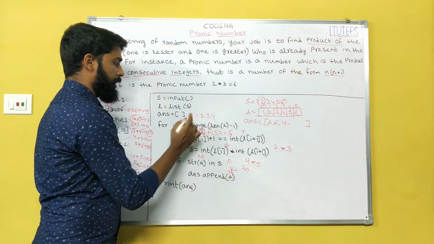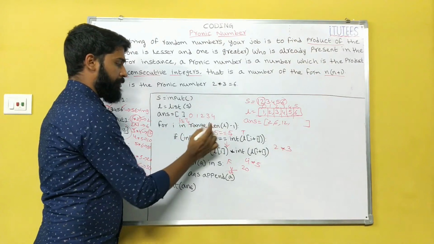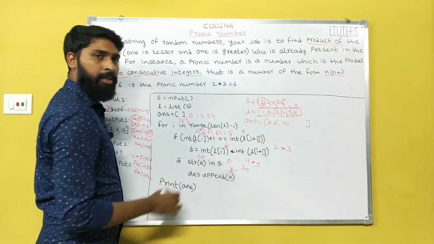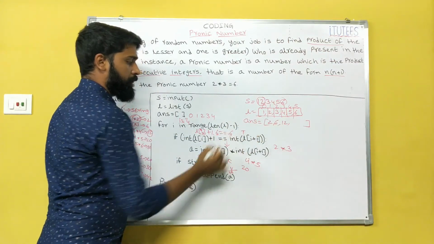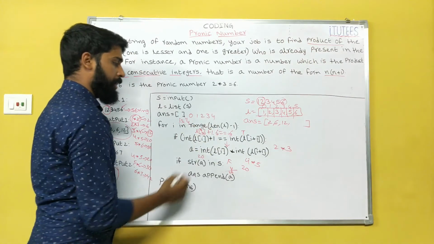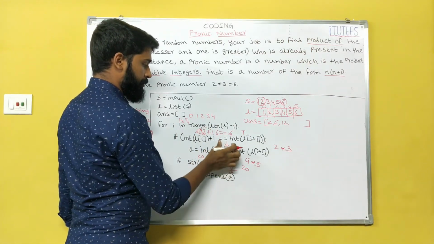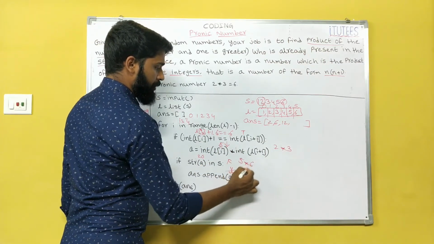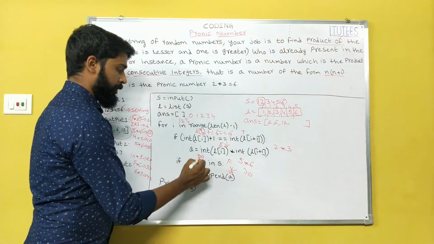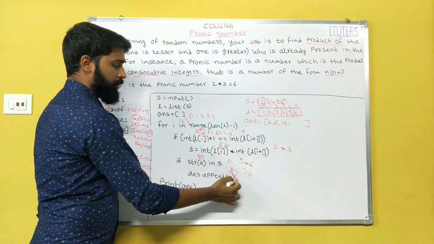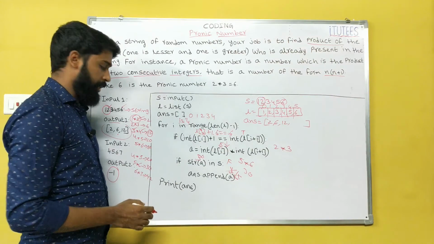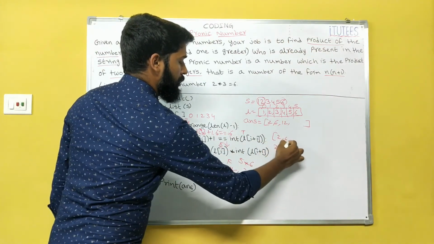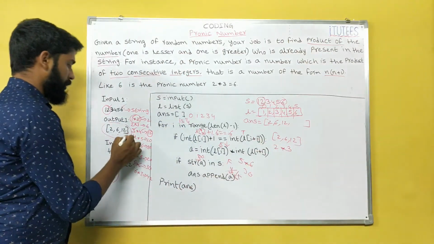Next iteration, i equals 4. L of 4 is 5. 5 plus 1 means 6, and 6 equals 6, so it is true. Enter into the block. 5 into 6 is 30. Is 30 in S? False, so we don't enter. The loop is completed. Print ans. What is in ans? 2, 6, 12. So that is the output.